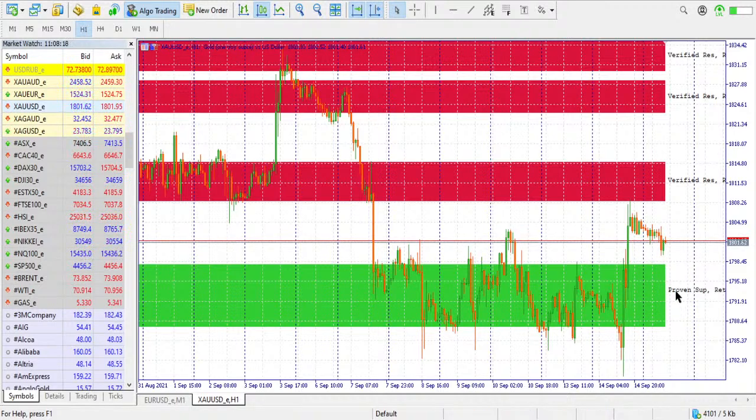If the price pulls back up to this point, we'll look for a buy position up to a verified resistance level. And if the price breaks beyond this resistance level, then the next level is the one at the top. It may even break up higher up to this level here.